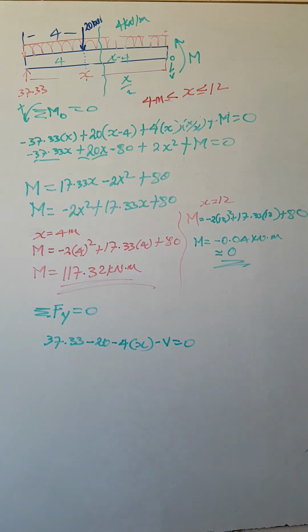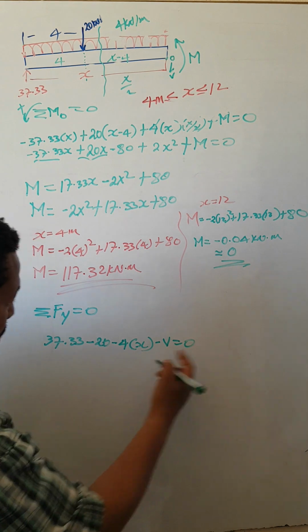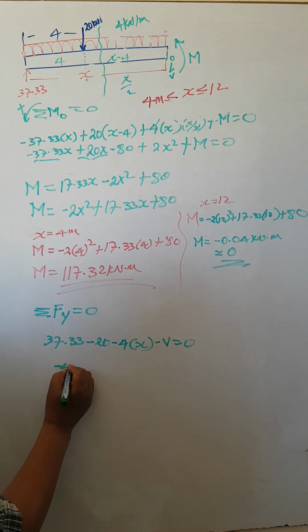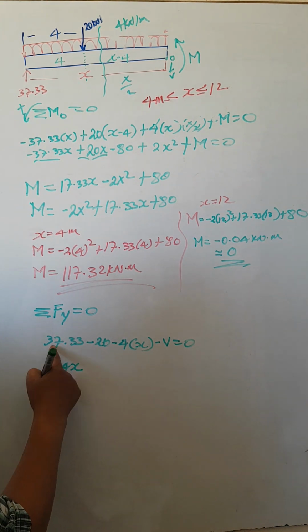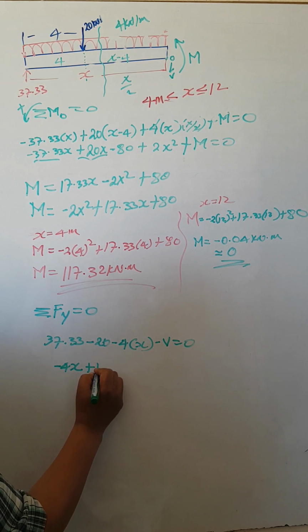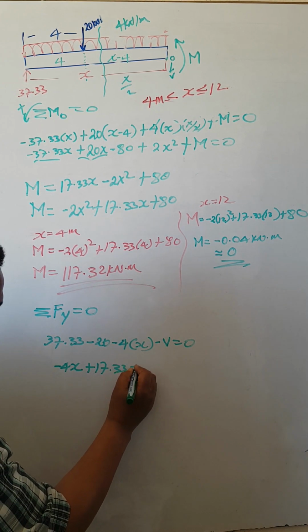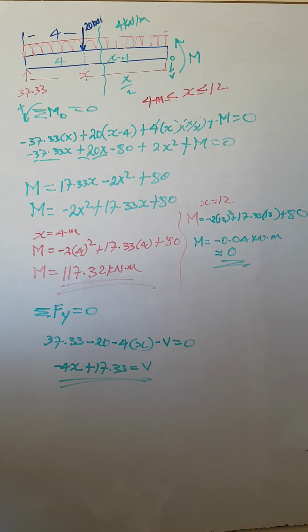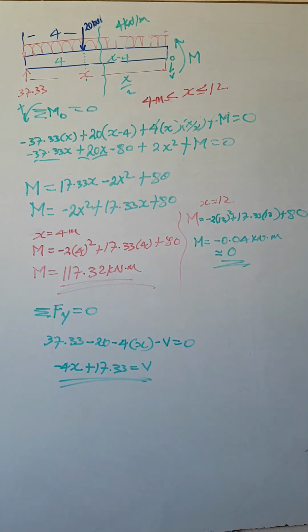So what does this mean? When we take v to the other side, negative 4x plus 17.33 is equal to v. Having said that, now x is varying between 4 and 12. What will it be when x is 4?